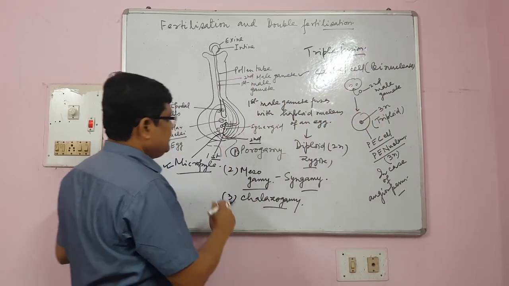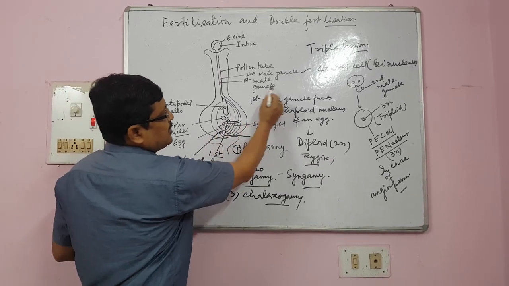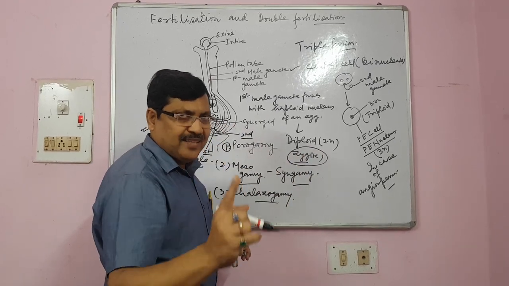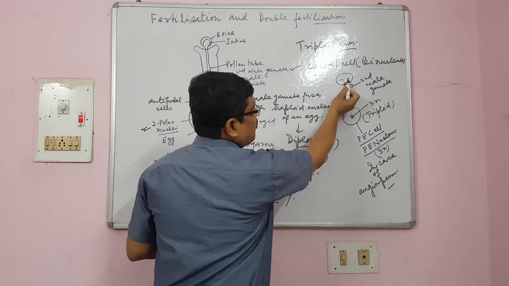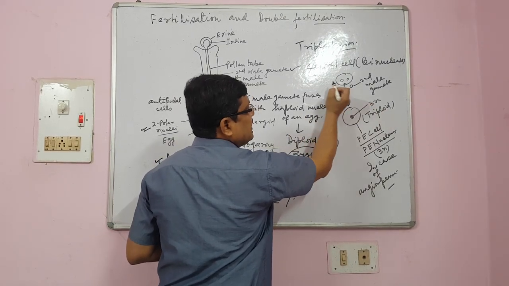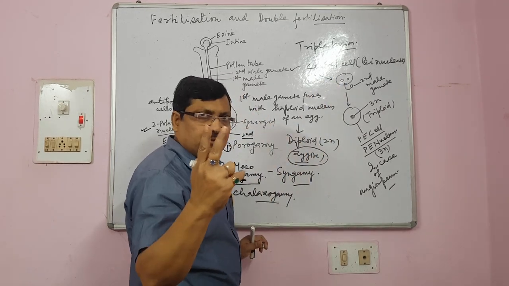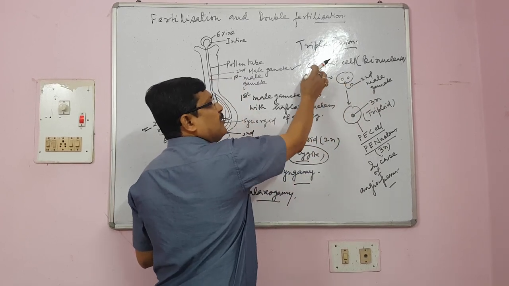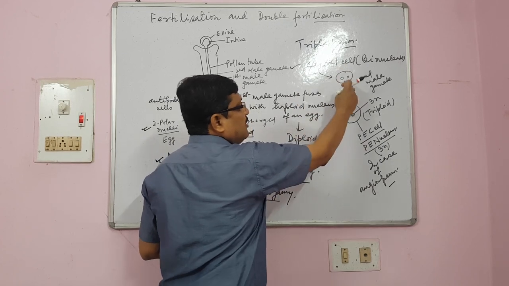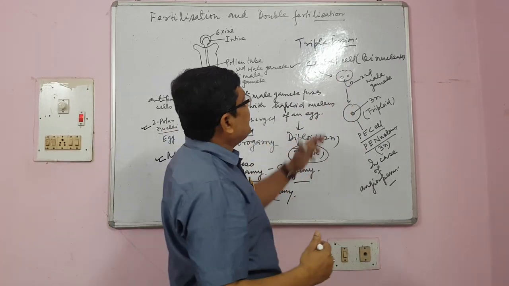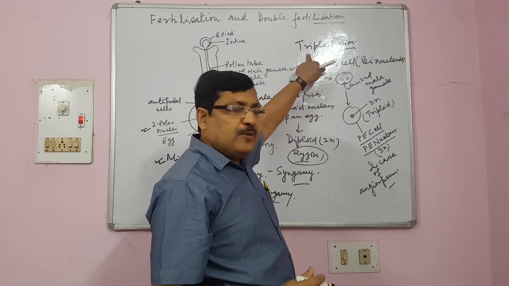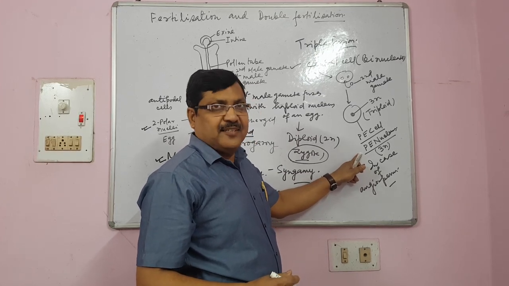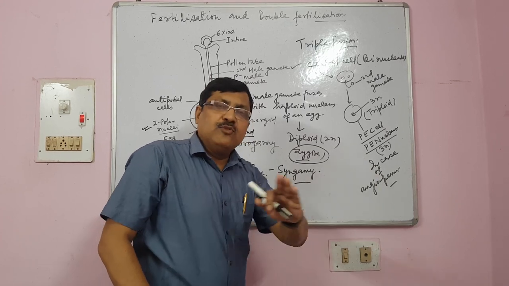Triple fusion means the first fusion is here. This zygote is the result of the first fusion, that is fertilization. Here both polar nuclei fuse to form the central cell. This is the second fusion. And when the second male nucleus fuses to the diploid or binucleate central cell, this is the third fusion. That's why this is called triple fusion. So the development of endosperm is the result of triple fusion, and this is triploid and nutritive tissue.